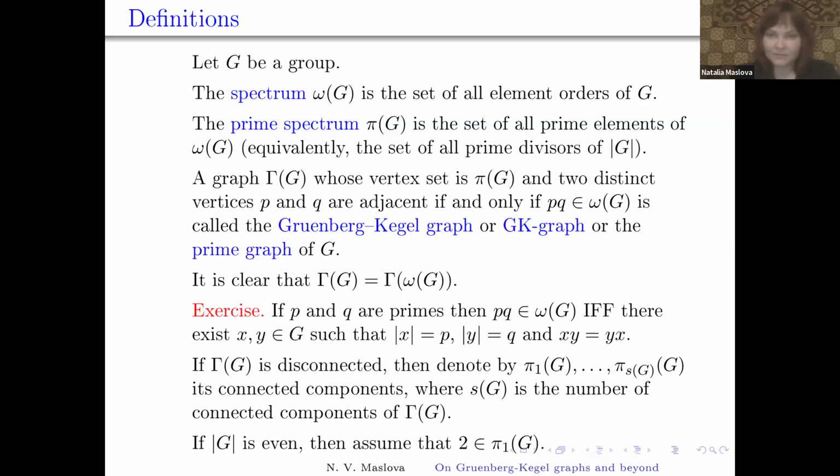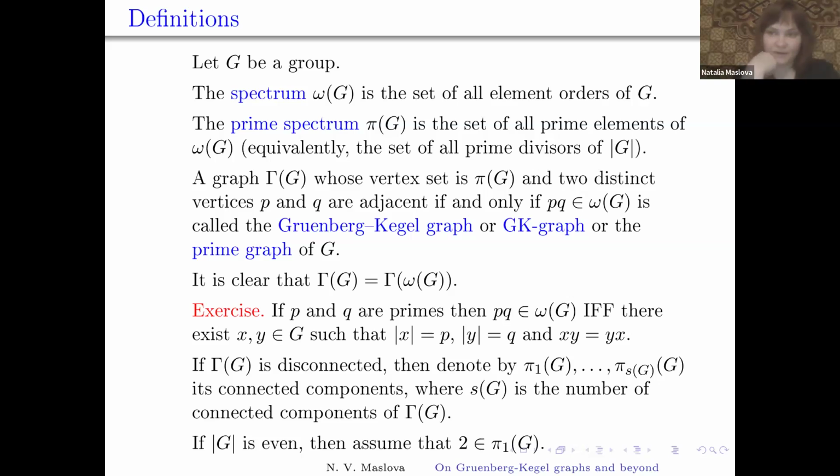And the prime spectrum of a finite group is the following set. There are some equivalent definitions of this set. The set of all prime divisors of the order of this group. Equivalently, the set of all prime elements from the spectrum. Equivalently, the set of all prime divisors of the elements from the spectrum. You can easily prove that all these definitions are equivalent for a finite group.